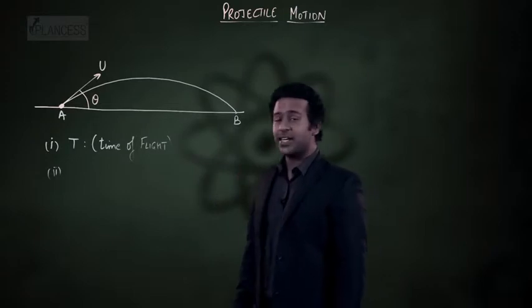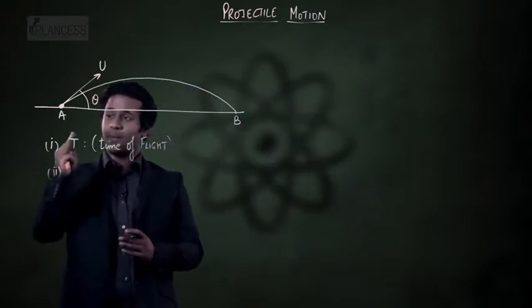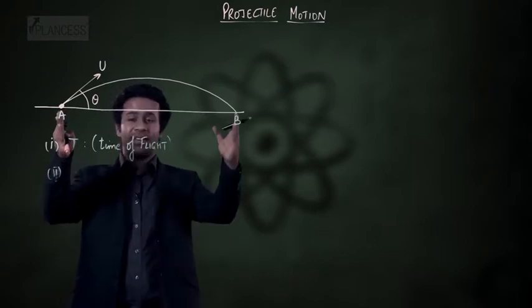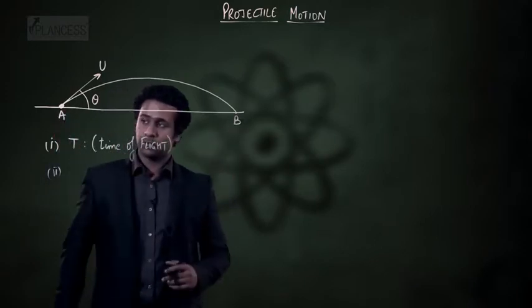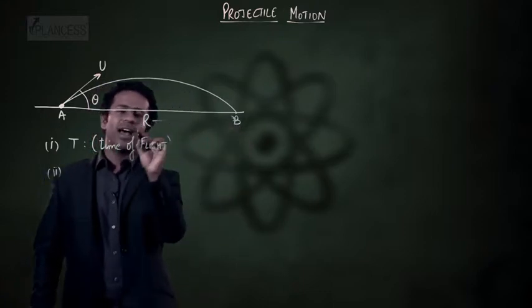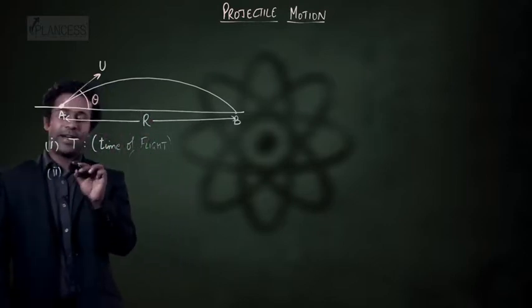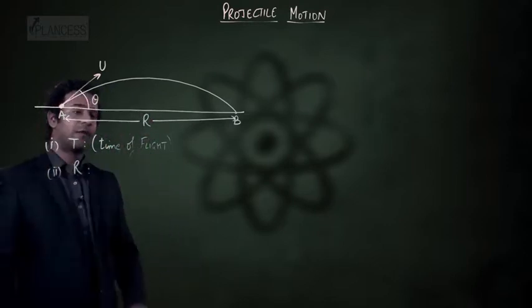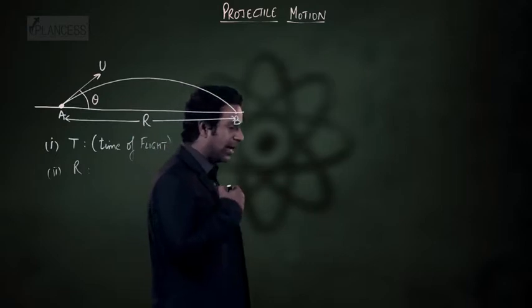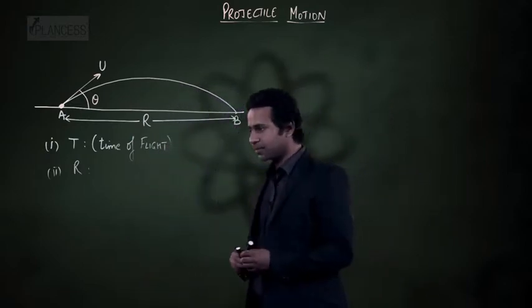The range of a projectile is defined as the distance between the point of launch and the point where it finally fell back. So, the distance between AB is defined as the range of this projectile. So, this is what we wish to find. The range of a projectile thrown with a speed u and at an angle theta with the horizontal.